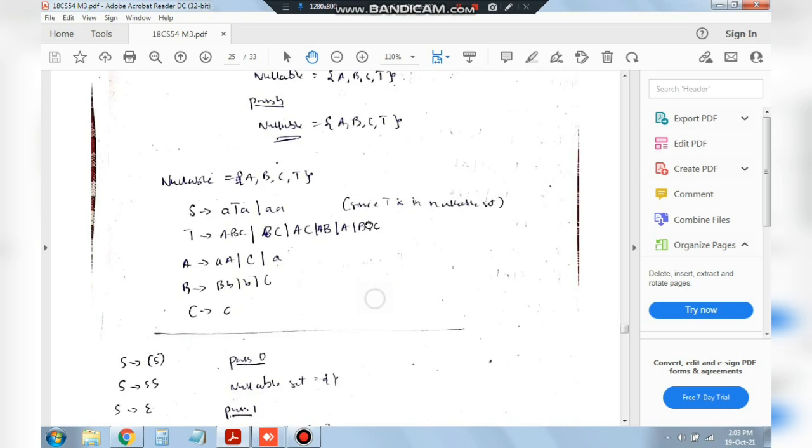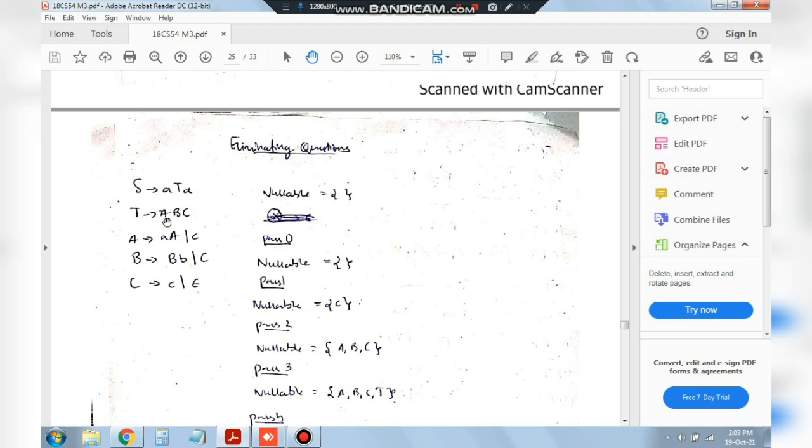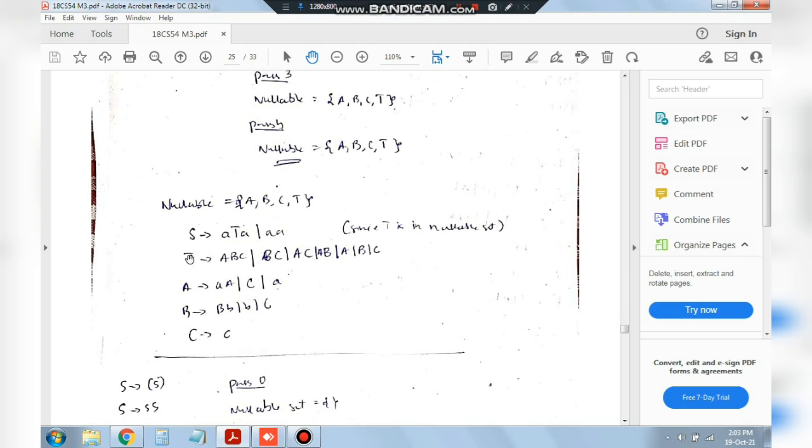After I get this set, what I have to do is choose all those combinations in which I can substitute nullables. For example, if I have T is equal to ABC, all of these can be considered as nullables, right? So I'll be writing here T goes to ABC, and first I'll be considering A as nullable, then B as nullable, and C as nullable.